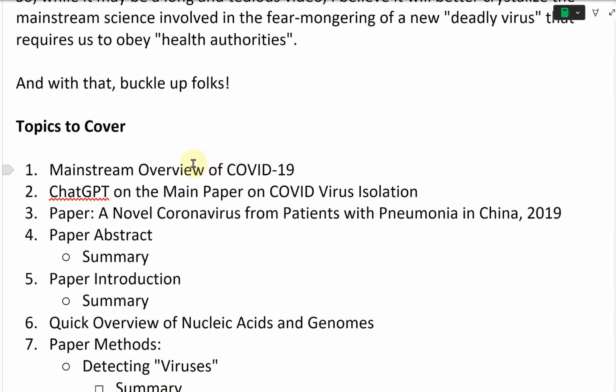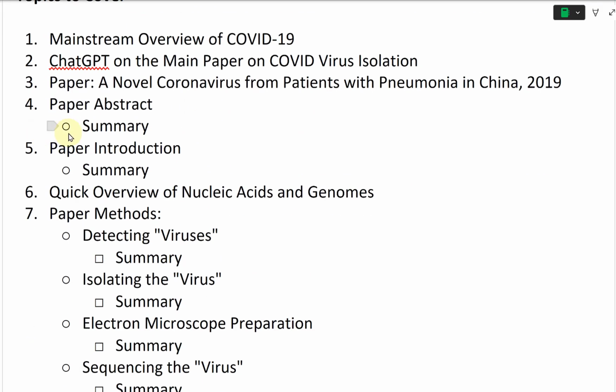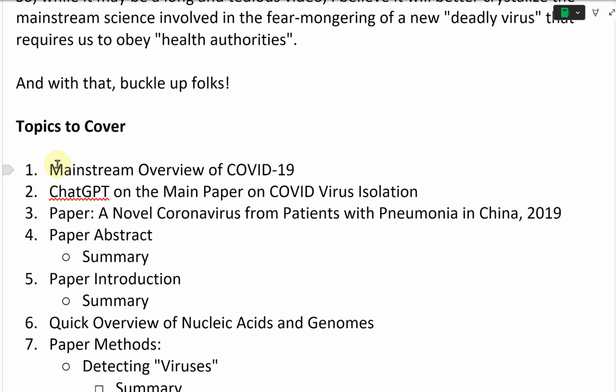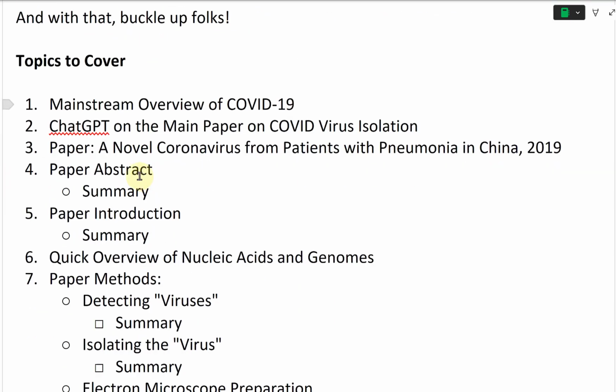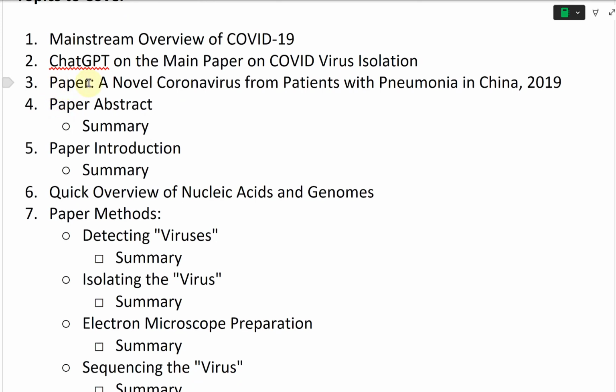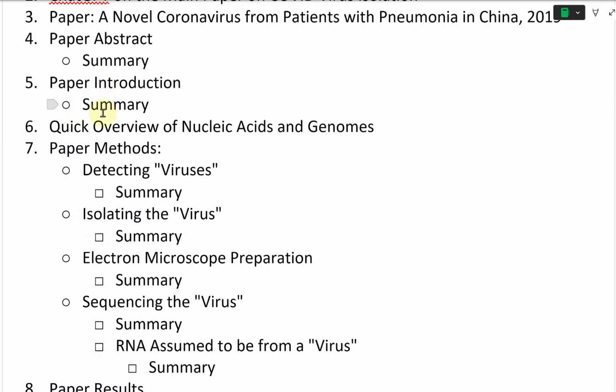Alright, so now let's take a look at the topics to cover first. The first one is going to be a mainstream overview of COVID-19. Number 2 will be looking at ChatGPT on the main paper on COVID virus isolation. Then look at the paper, A Novel Coronavirus from Patients with Pneumonia in China, 2019. Then go over the paper abstract and summarize it. Then I'm going to go over the paper introduction, then do a summary on it.